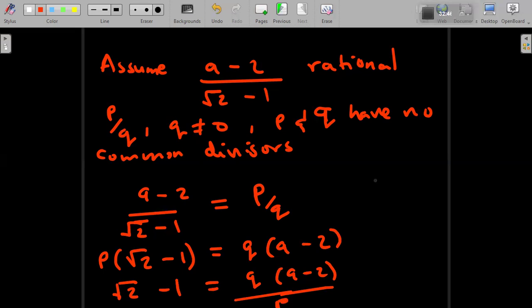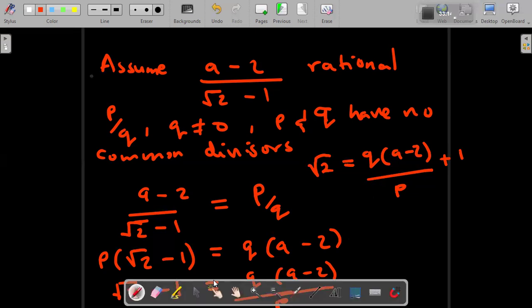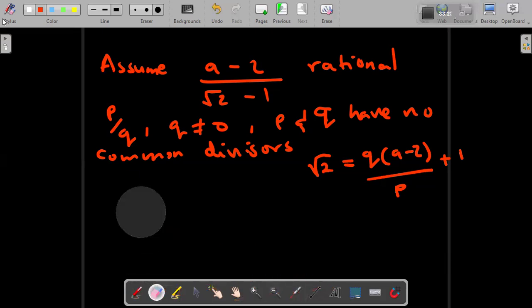So from here, what do I do? I have root 2 equal to q, and I have a minus 2 over p, then plus 1, plus 1. So let me erase part of my board. Okay, let me erase the same down part here.